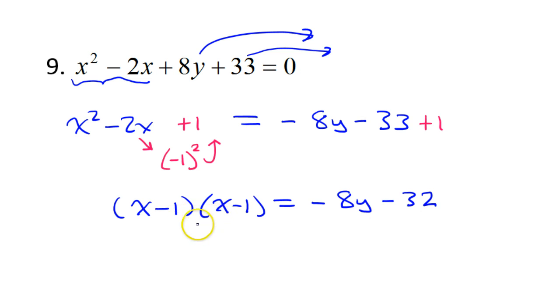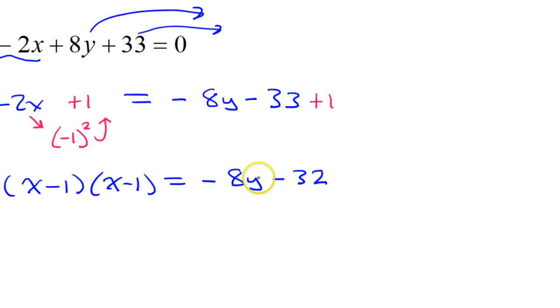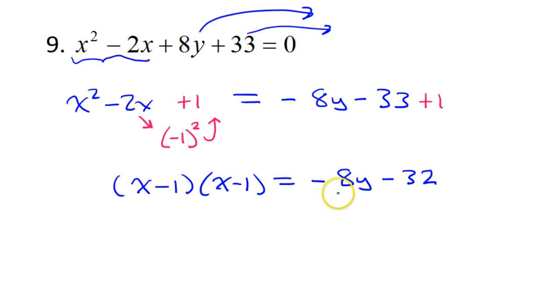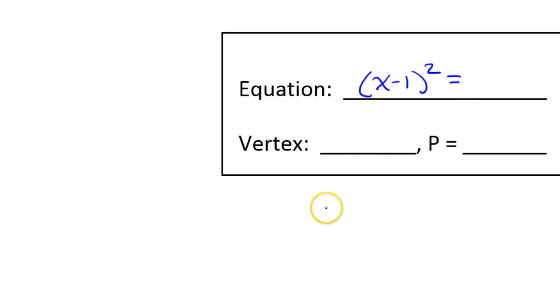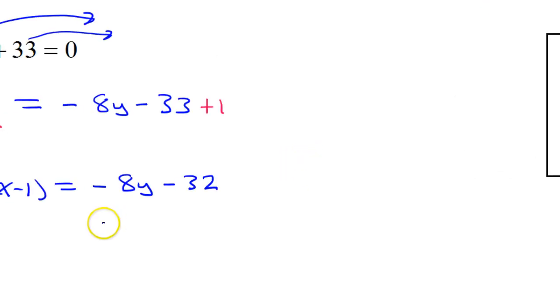Okay, putting these together, I'm going to have x minus 1 squared. And then on the right-hand side, I'm going to factor out the negative 8 outside of parentheses. So if I create my parentheses and I factor out the negative 8, what's that going to leave on the inside? That's going to make y plus 4.